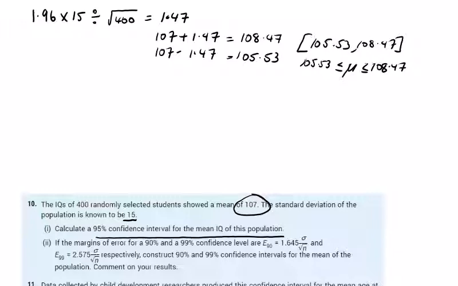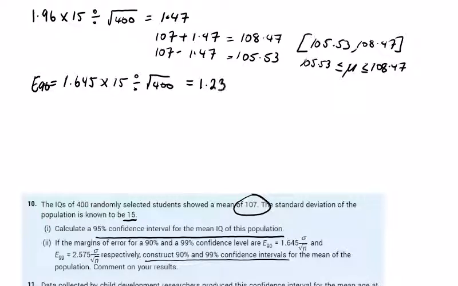So what are we asked for in part 2? We're asked for constructing the confidence intervals for 90 and 99 using these formulas. Okay, let's do 90 first. E90 is 1.645 multiplied by 15 divided by the square root of 400, and that's going to give me 1.233. I'll leave it at 1.23.